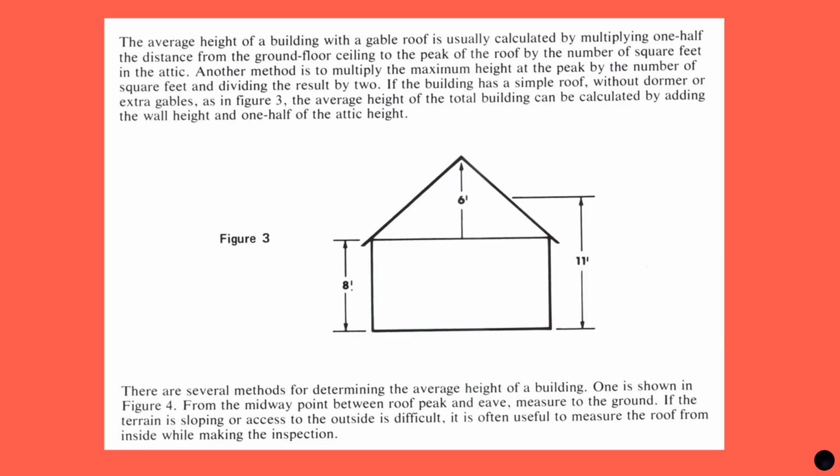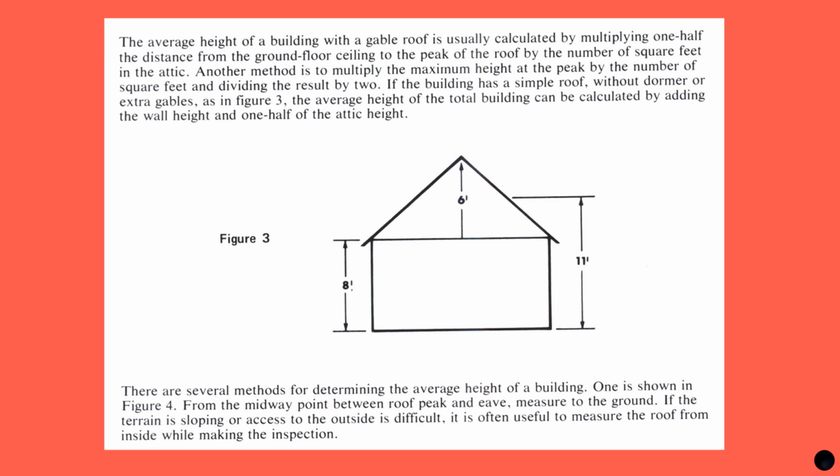The average height of a building with a gable roof is usually calculated by multiplying 1/2 the distance from the ground floor ceiling to the peak of the roof by the number of square feet in the attic. Another method is to multiply the maximum height at the peak by the number of square feet and divide the result by 2. If the building has a simple roof without dormer or extra gables, as in Figure 3, the average height of the total building can be calculated by adding the wall height and 1/2 of the attic height.